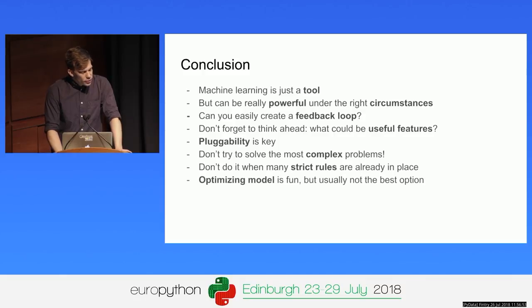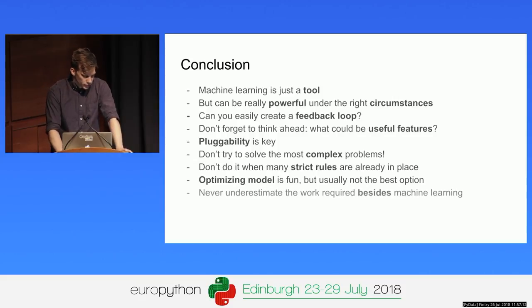Most people find optimizing models fun, getting a better score, but optimizing the model is usually not the best thing to do here. If you have the simplest model, you can still make big improvements by getting better data, or by talking to the people that can help you get better data. So this is also a very important one.